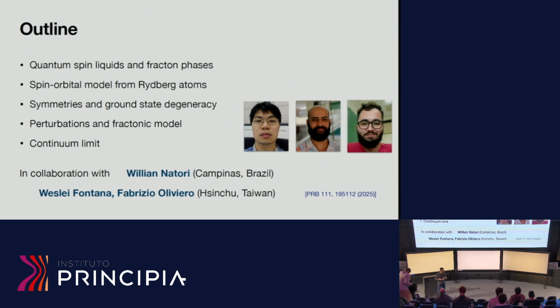And our motivation for constructing this model is going to come from effective models for Rydberg atom arrays, where you have these spin and orbital degrees of freedom I'm going to explain. And we're going to interpret the ground state degeneracy of this model in terms of symmetries that act on subsystems. And at some point, I'm going to add some perturbations to turn this model into something with a fractonic behavior.